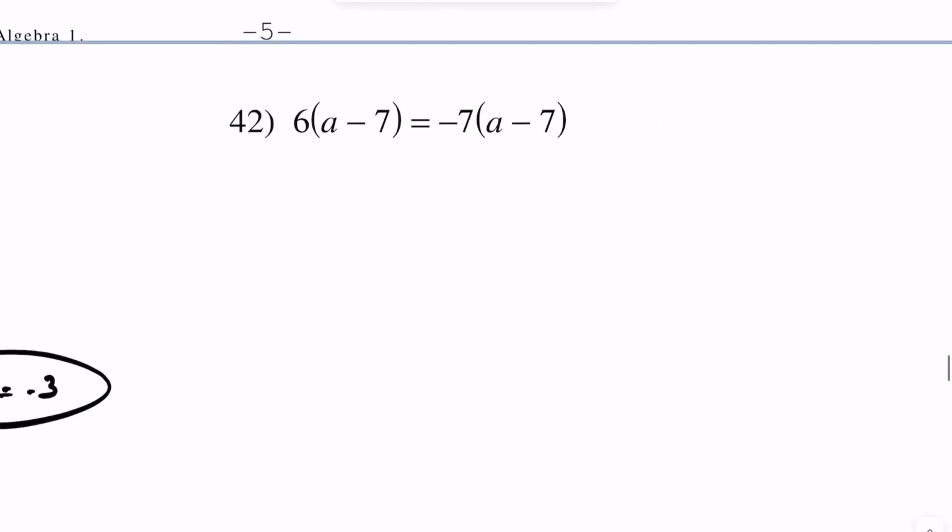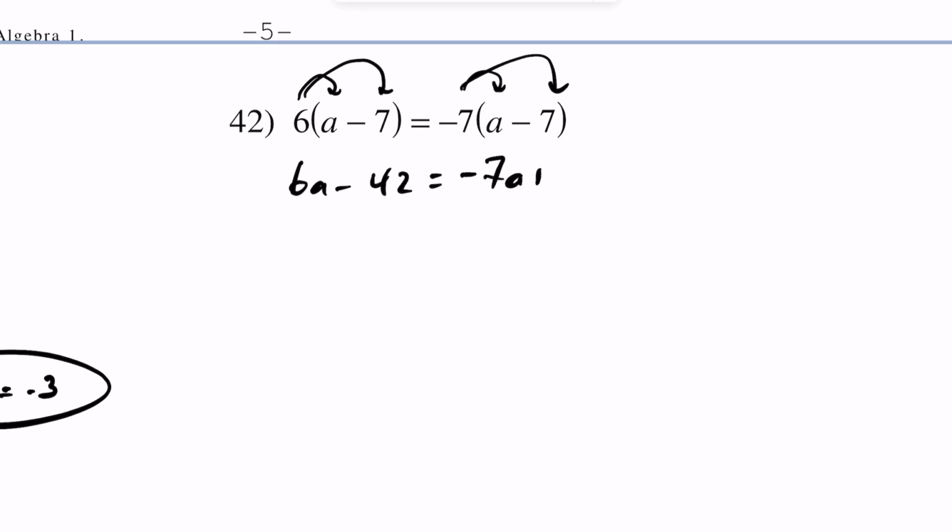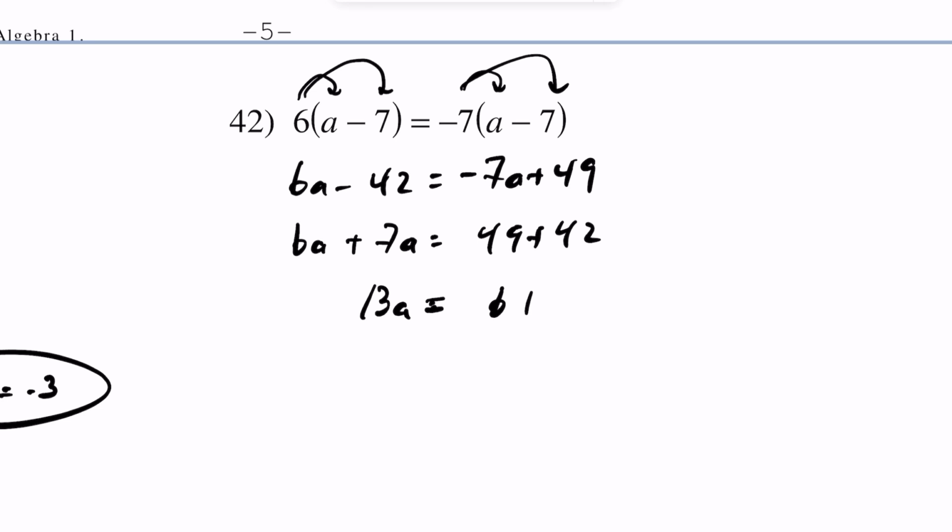Let's take a look at 42. So again, we do our distribution. Get 6a minus 42 equals negative 7a plus 49. In which case I get 6a plus 7a is 49 plus 42. In which case I get 13a is going to be 61 here.